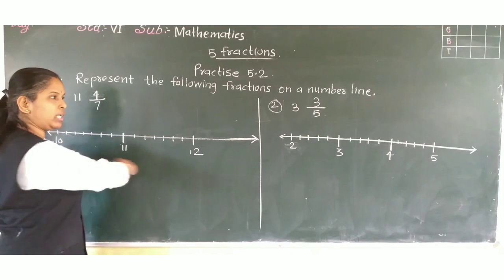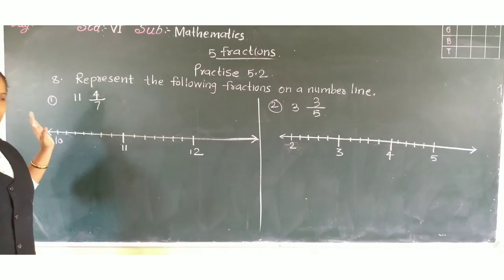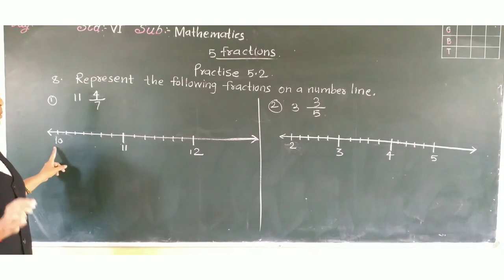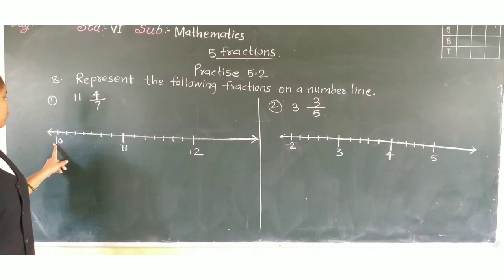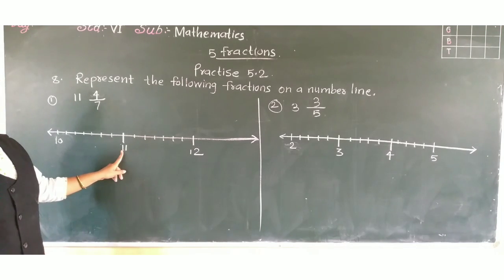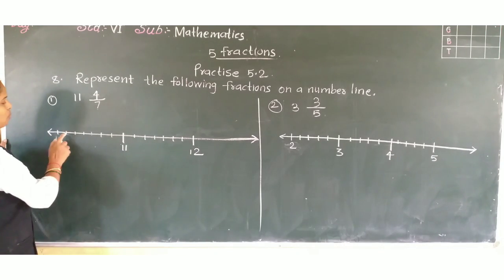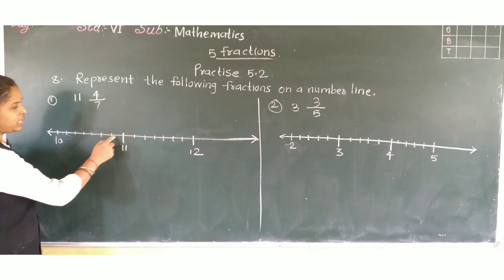So you would have to draw a very big number line. Instead of that, see, 11 is there, no? So the previous number I have taken, that is 10. Between 10 and 11, how many lines will be there now? 7 only. So see here, 1, 2, 3, 4, 5, 6, 7.